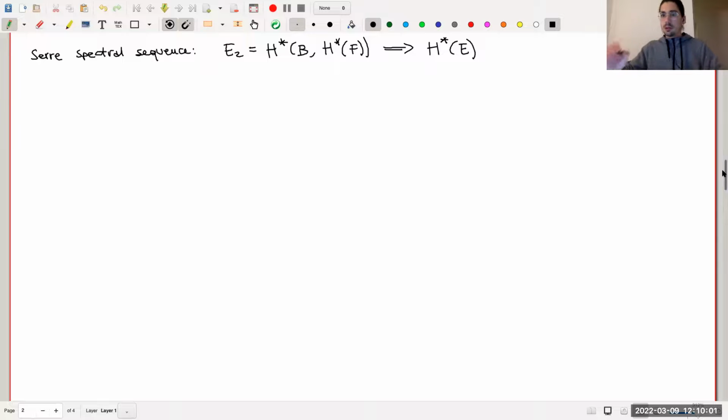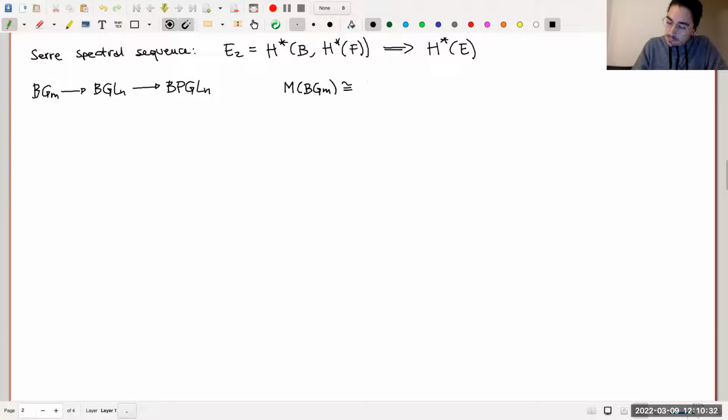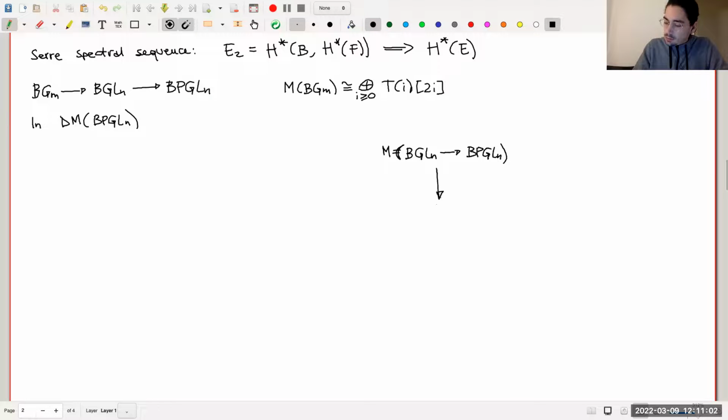Okay, so let's get back to our situation. Our case was essentially this. We recall BGm, BGL_N, BPGL_N. The requirements for the construction of this Postnikov tower with the associated spectral sequence are valid here, since in particular the motive of BGm, as I said, is this sum of Tates. And so in DM of BPGL_N, we get this Postnikov system. So we get the motive of BGL_N over BPGL_N, and it goes to just a Tate.